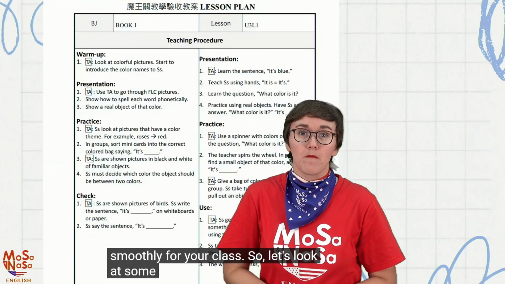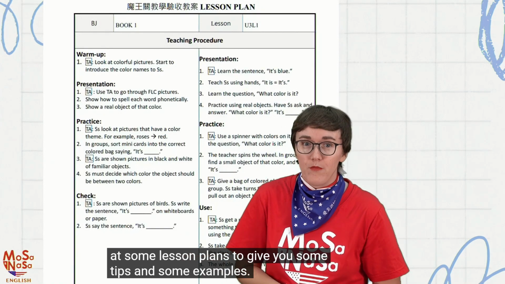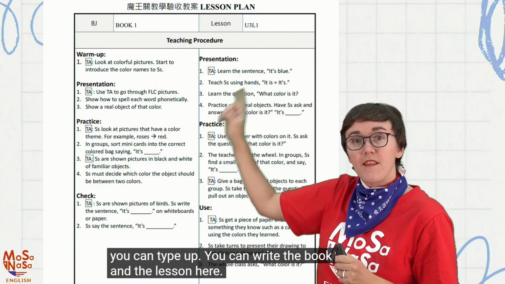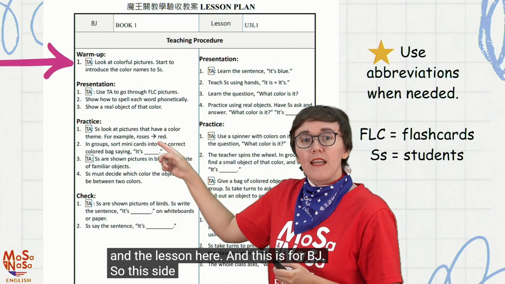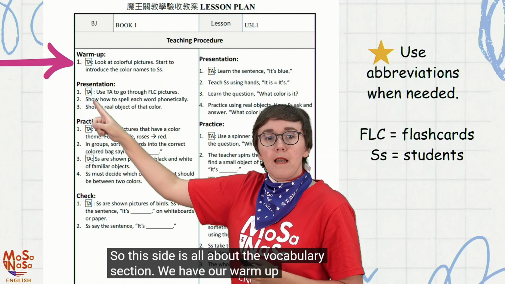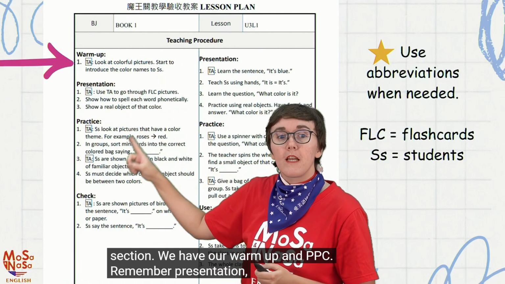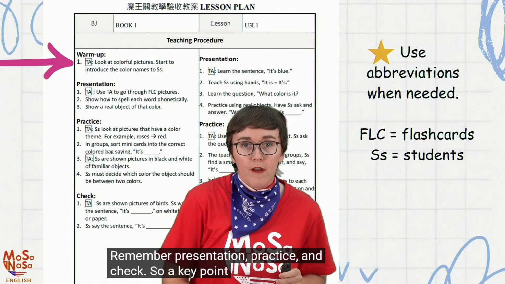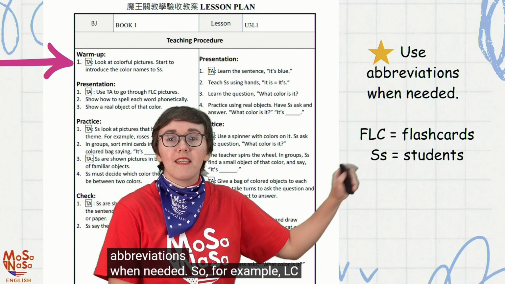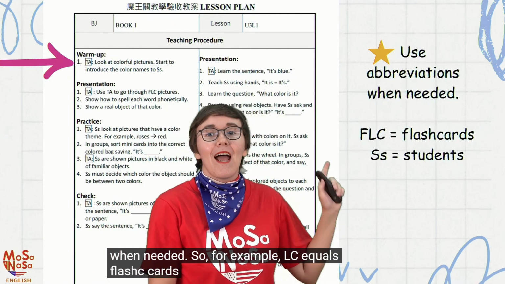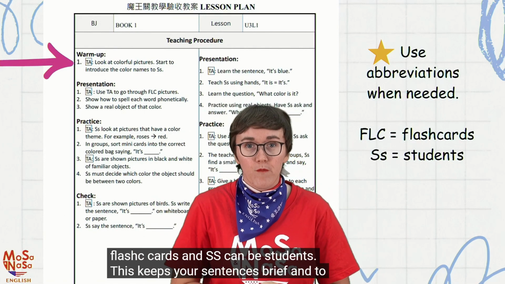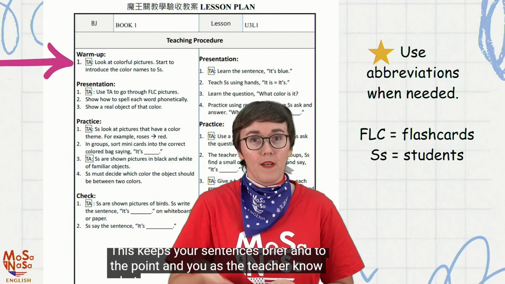So let's look at some lesson plans to give you some tips and some examples. This is one that you can type up. You can write the book and the lesson here, and this is for BJ. So this side is all about the vocabulary section. We have our warm-up and PPC. Remember, presentation, practice, and check. So a key point here is to use abbreviations when needed. So for example, FLC equals flashcards, and SS can be students. This keeps your sentences brief and to the point, and you, as the teacher, know what it means. Good.